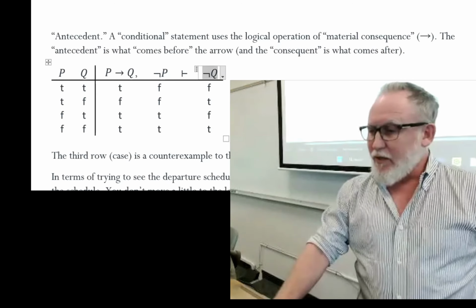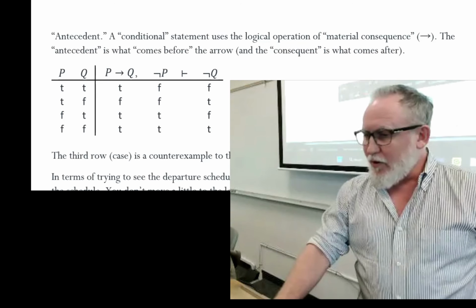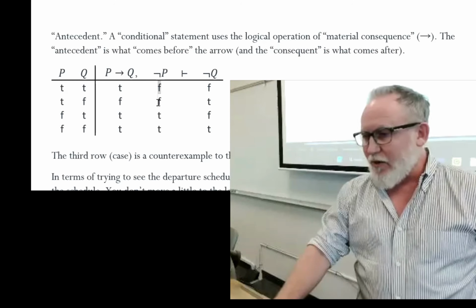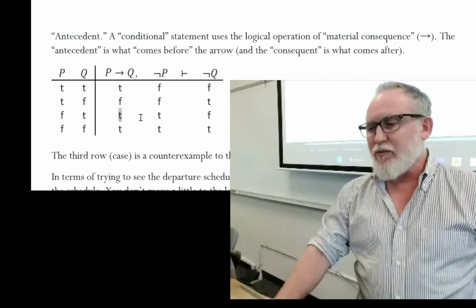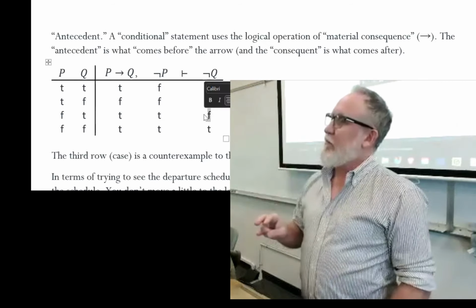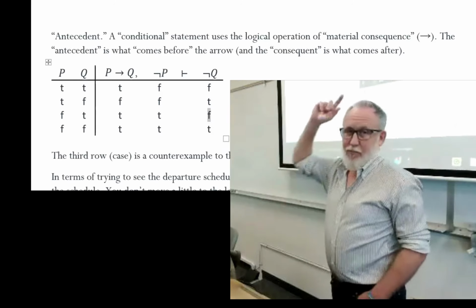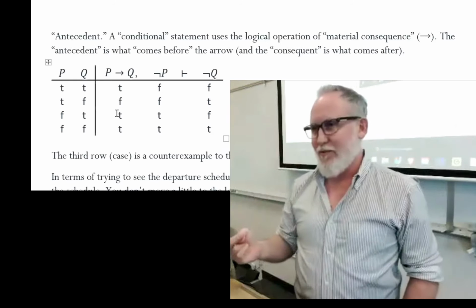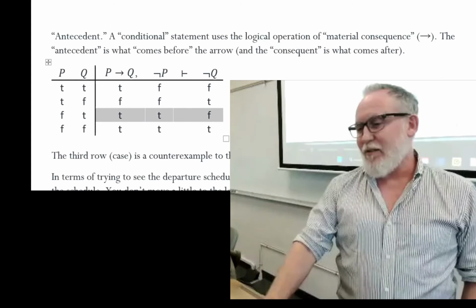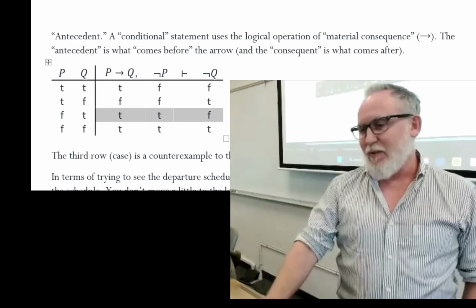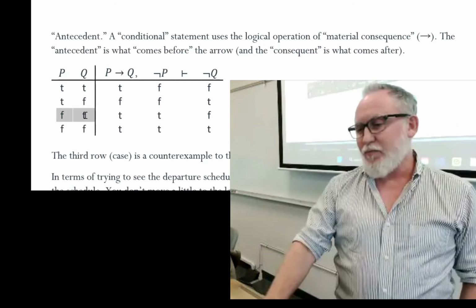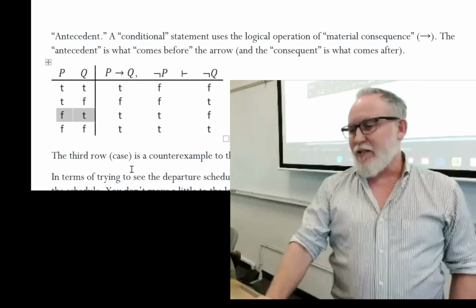But if we look here, we're looking for rows in which all the premises are true. And in the third case, all the premises are true, but the conclusion is false. So this is an invalid argument, and all we need is this one example, this one counterexample. This is a counterexample where P is false and Q is true. That's a logical possibility.